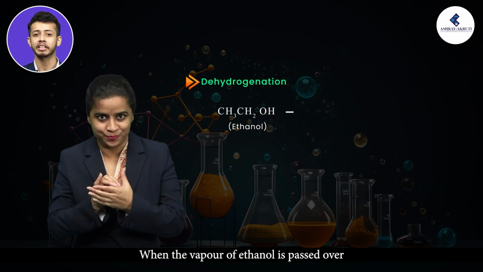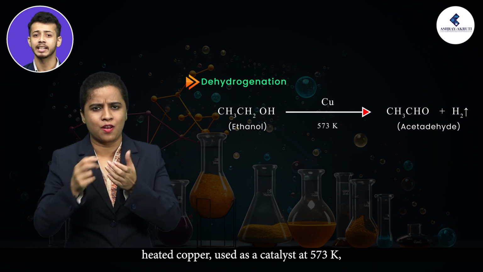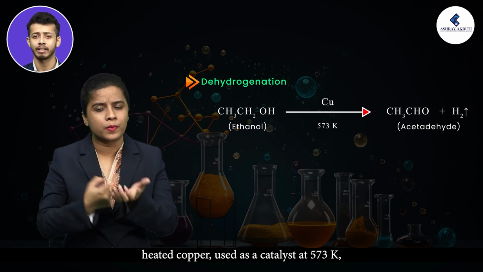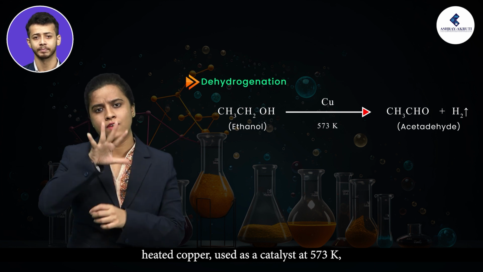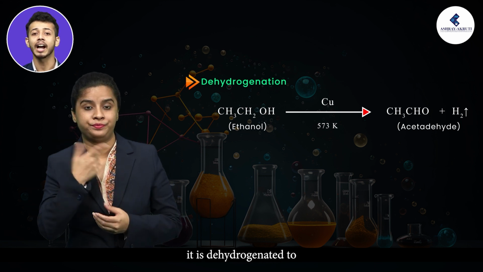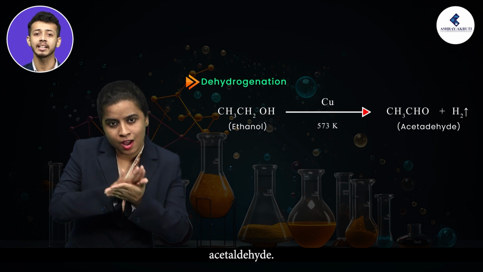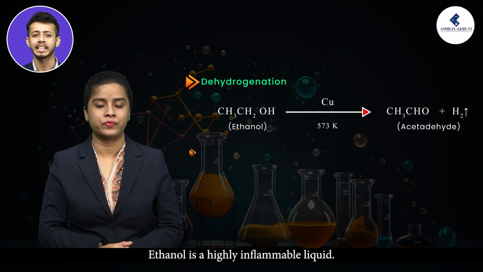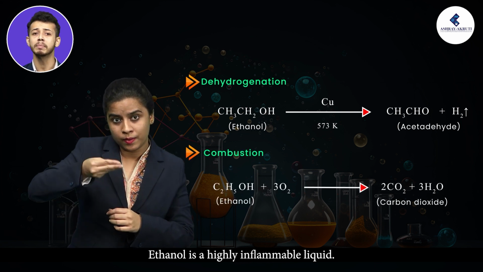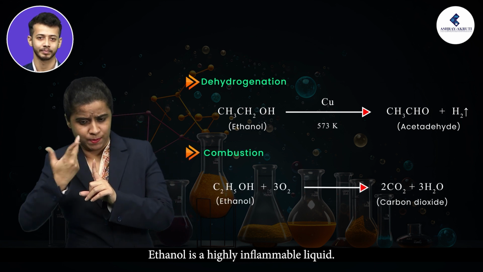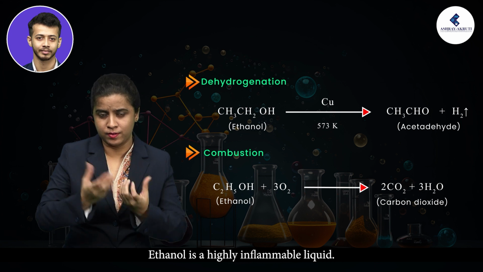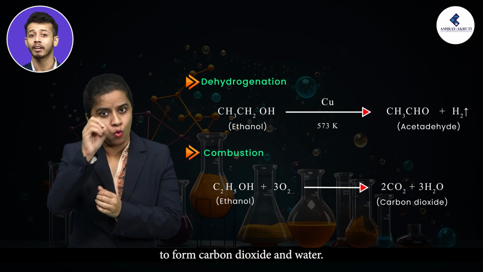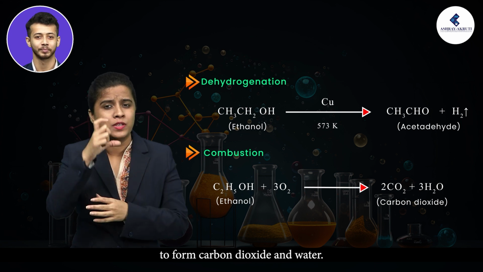When the vapor of ethanol is passed over heated copper used as catalyst at 573 Kelvin, it is dehydrogenated to acetaldehyde. Ethanol is a highly inflammable liquid. It burns with oxygen to form carbon dioxide and water.